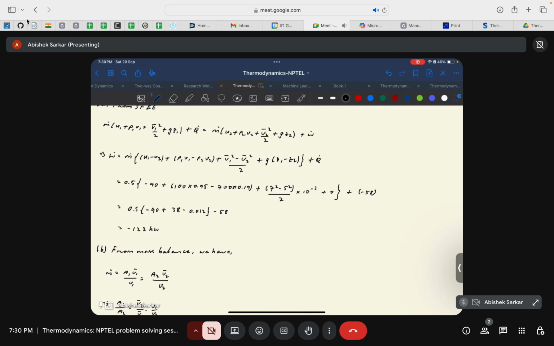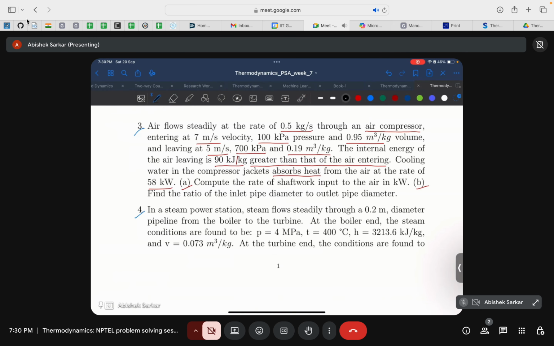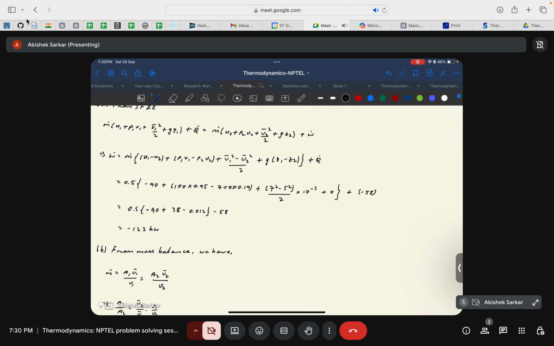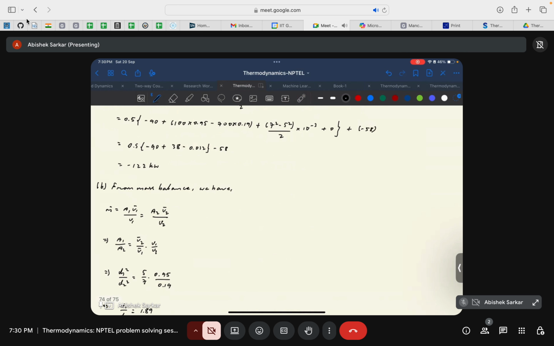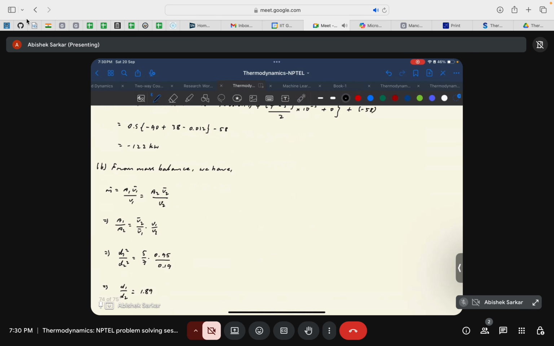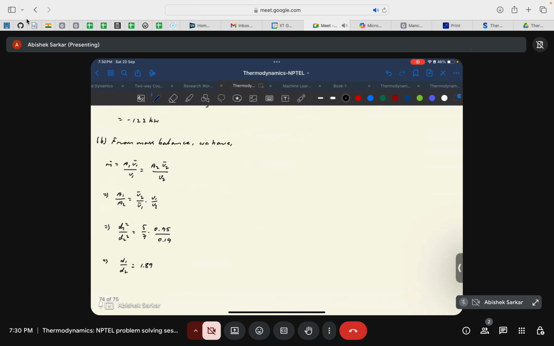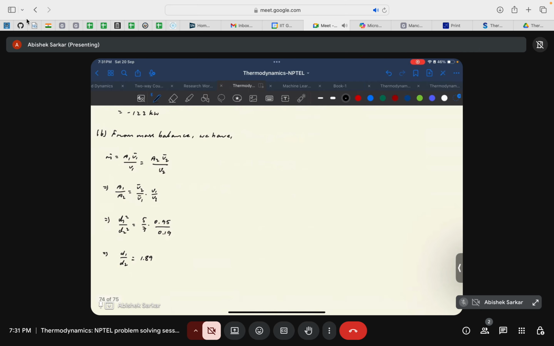Next was to find the ratio of the inlet and outlet pipe diameters. It's again very simple, because you're already given the velocities and the specific volumes. Mass flow rate is A1 V1 divided by specific volume v1, equal to A2 V2 divided by specific volume v2. So A1 by A2 is equal to V2 by V1 times specific volume v1 divided by specific volume v2. The velocities are 5 and 7, and the specific volumes are 0.95 and 0.19.